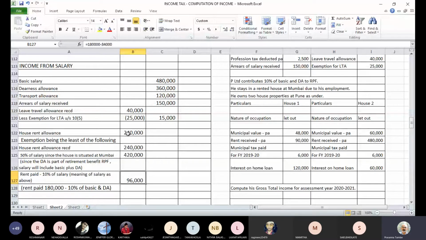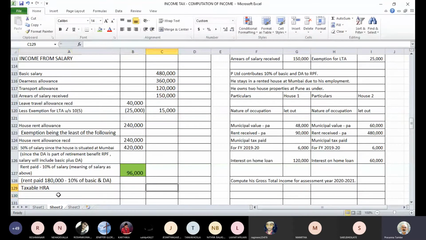So the exemption will be the least among these three factors. 2,40,000, 4,20,000 and 96,000, whichever is the least one, that will be the amount of exemption. So 96,000 will be the amount of exemption, which is rent paid minus 10% of salary. So taxable house rent allowance will go to the outer column, which will be 2,40,000, the actual HRA received, minus exemption of 96,000. So taxable portion is 1,44,000.